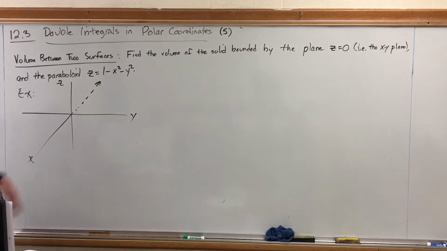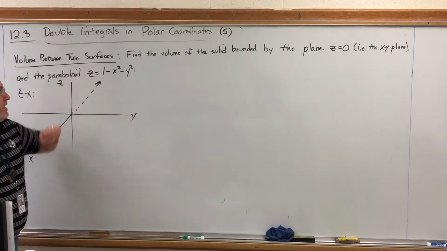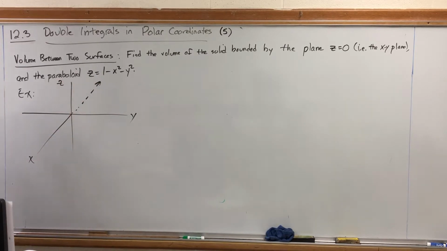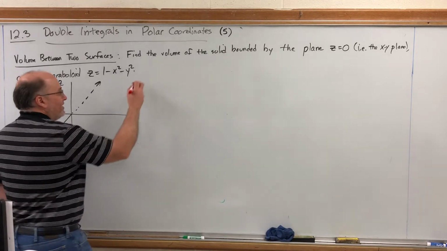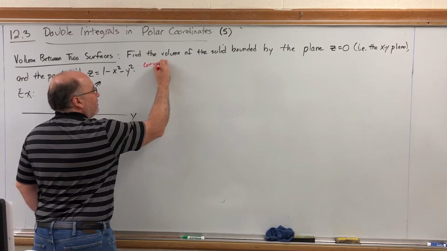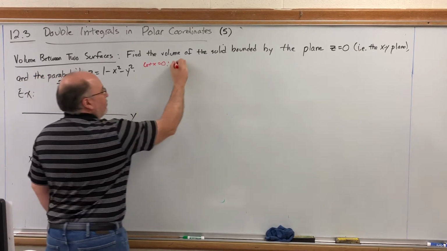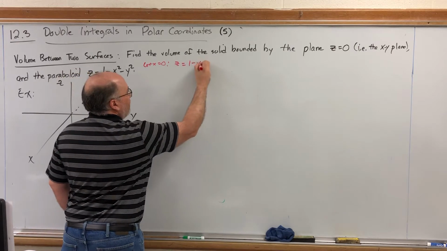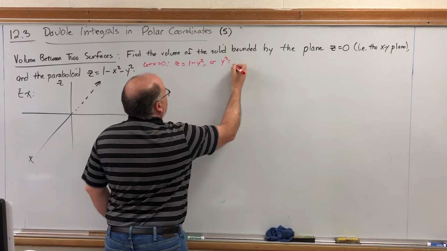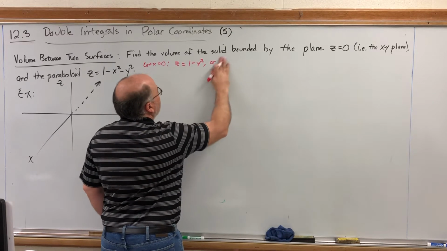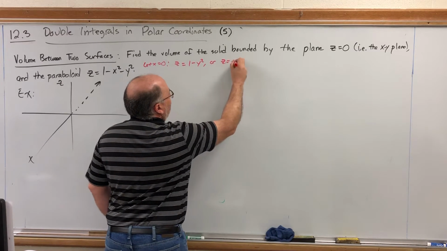But as far as what the surface z equals 1 minus x squared minus y squared looks like, we can find the traces of this in each of the individual planes. For example, if we let x equal 0, then we would get the equation z equals 1 minus y squared, or z equals negative y squared plus 1.